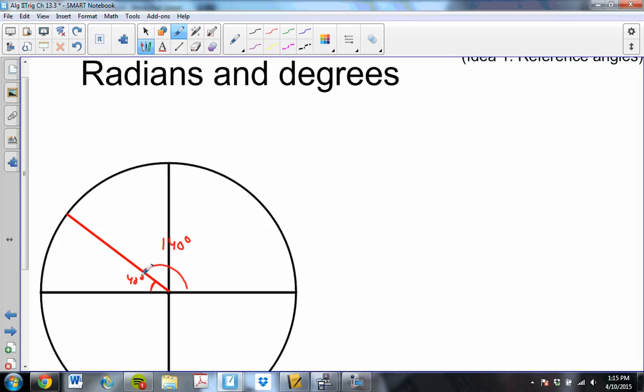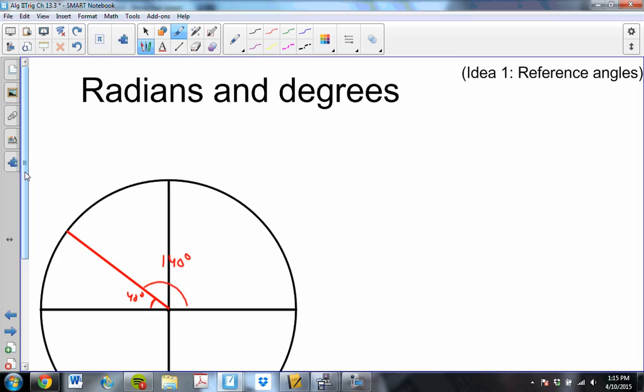And what a reference angle is, the first idea is reference angles. What a reference angle is, is taking the little piece off the x-axis, always off the x-axis, and copying it to the other portion of the graph. It's taking an angle and putting it in the first quadrant. I can take all angles and compare them to angles in the first quadrant, and that's called a reference angle.